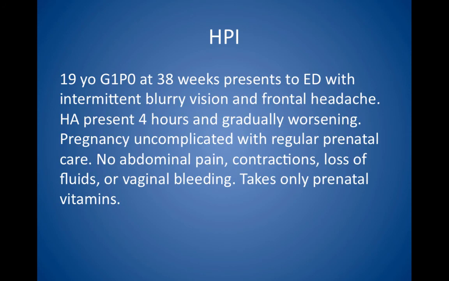A 19-year-old G1 P0 at 38 weeks gestation presents to the emergency room complaining of intermittent blurry vision and frontal headache that has not responded to acetaminophen. The headache has been present for 4 hours and is gradually worsening. The pregnancy has been uncomplicated to this point, and she has had regular prenatal care. She denies abdominal pain, contractions, loss of fluids, or vaginal bleeding. She takes a prenatal vitamin, but otherwise takes no medications.